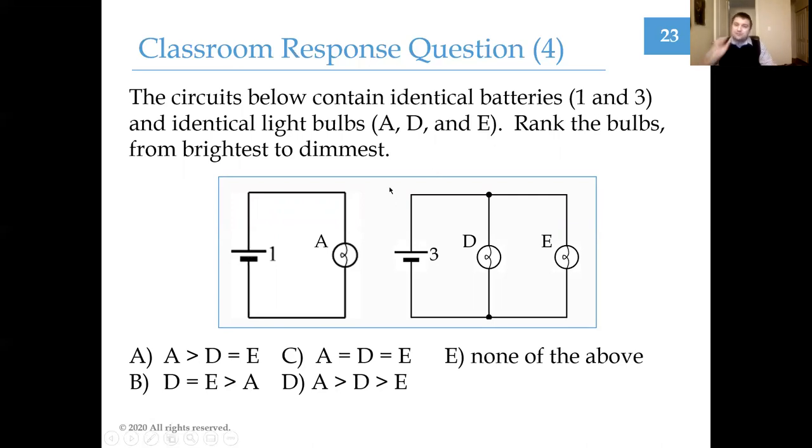So here's the same question as before. Here I have a new circuit now with battery 3, and I have bulbs A, D, and E. Do the same thing as before. Please rank the brightnesses of these bulbs. Take a second, pause the video, give us your answer on Gradescope. Return when you're ready.